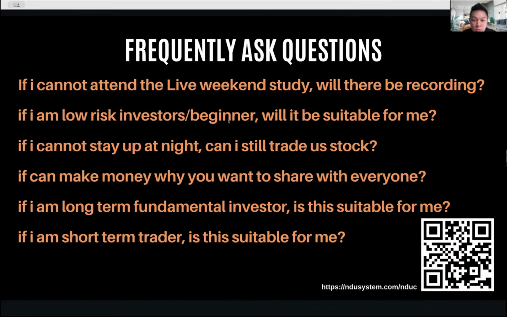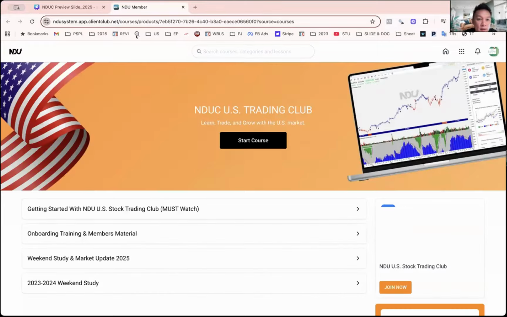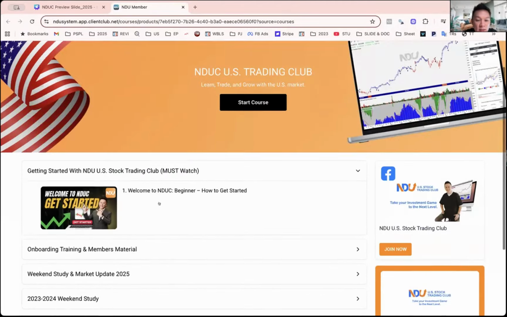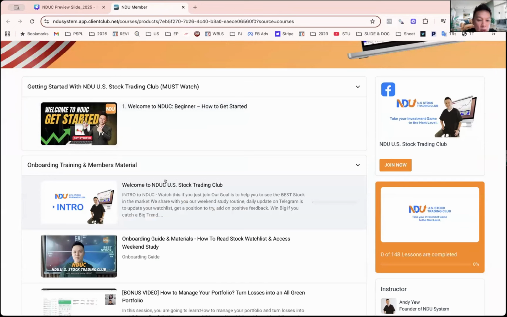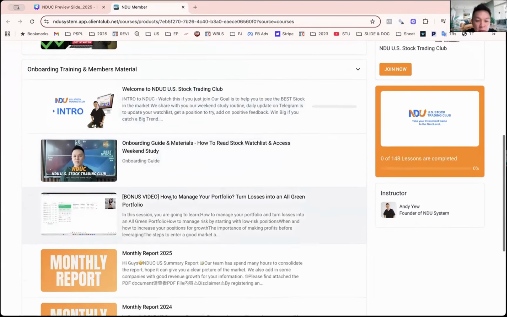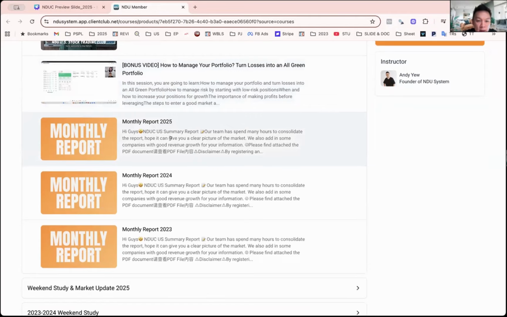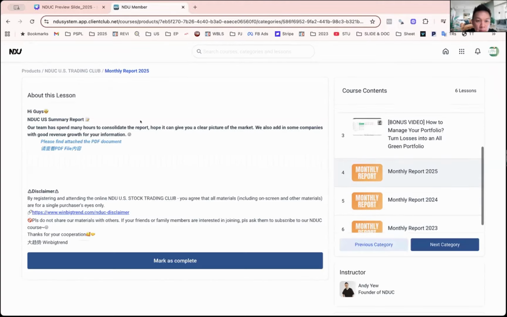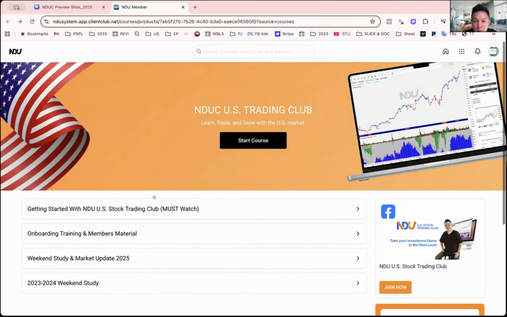Okay, so this is the portal, the learning portal. How do you get started? Welcome and get started. This is a briefing on how this works, and onboarding, welcome, onboarding guide materials, how to manage your portfolio, turning losses to all green, the monthly 2024. So yeah, that's the learning portal, but the weekend study and all that is actually on the other platform.